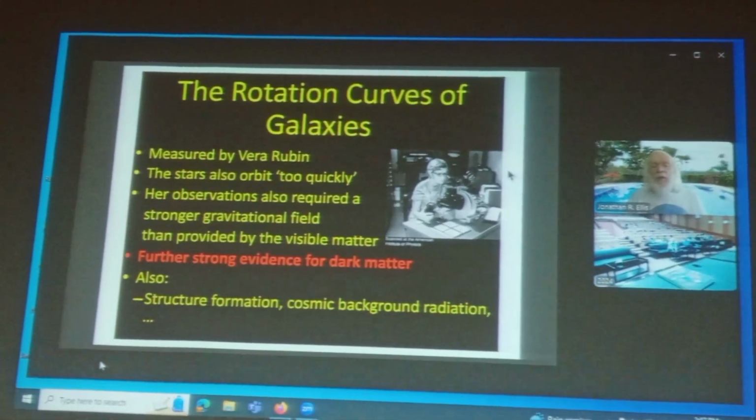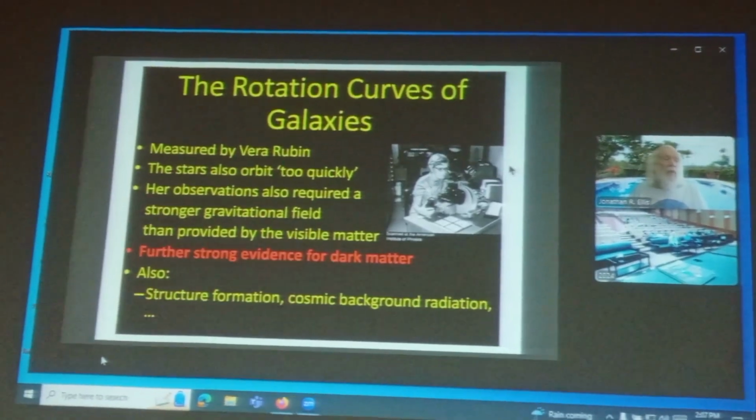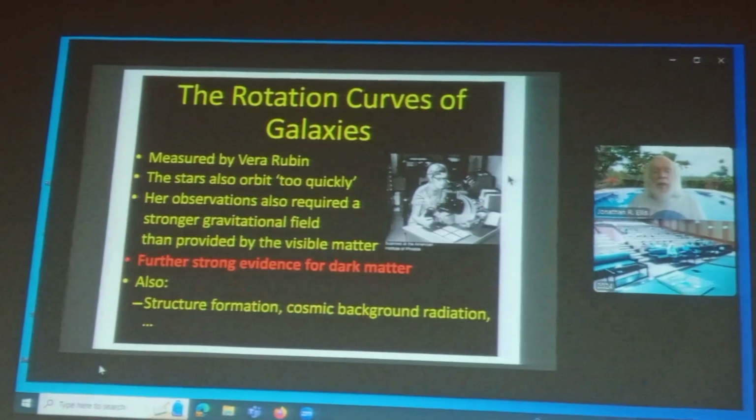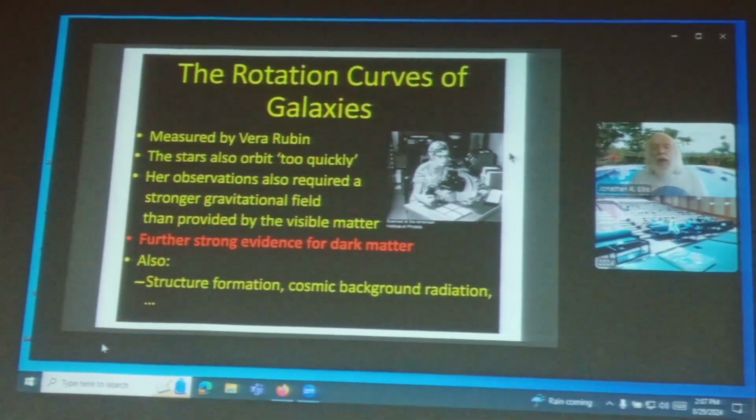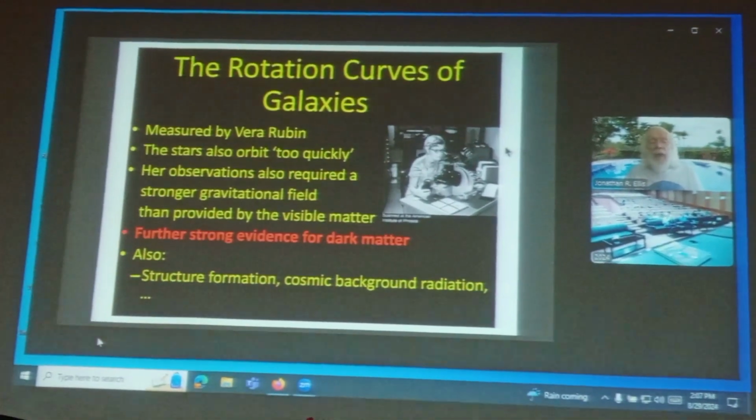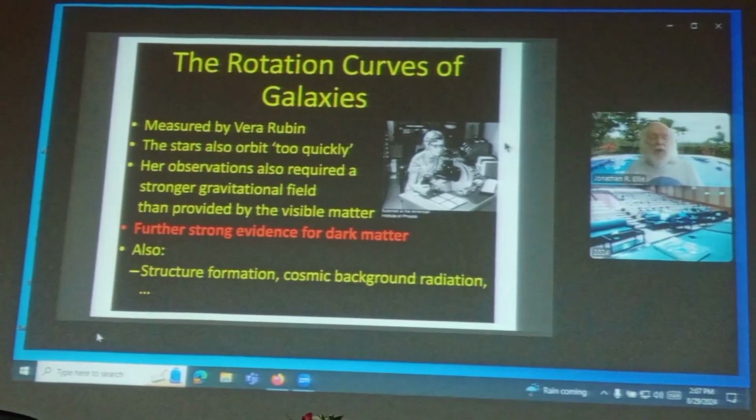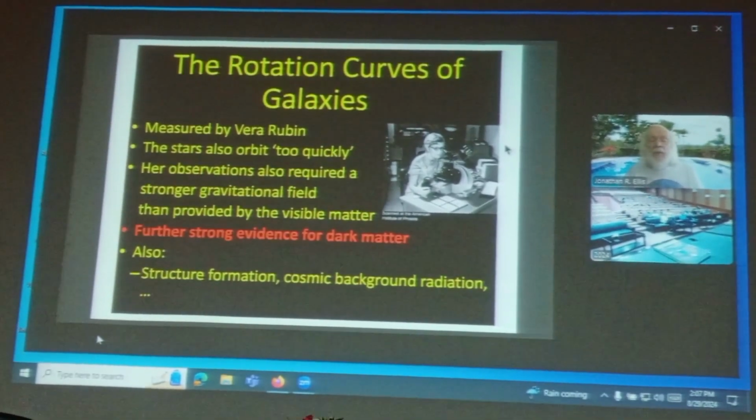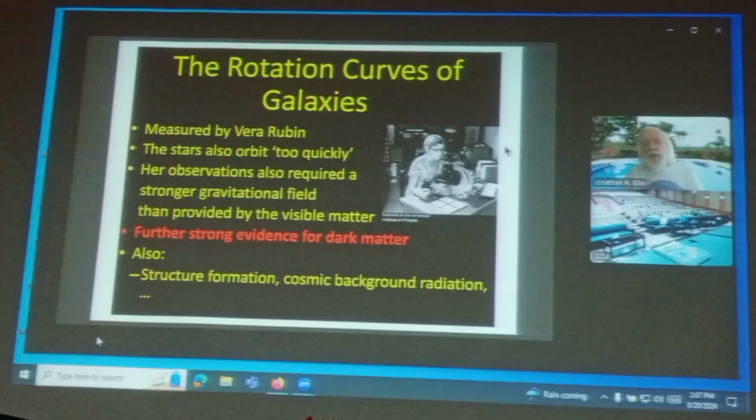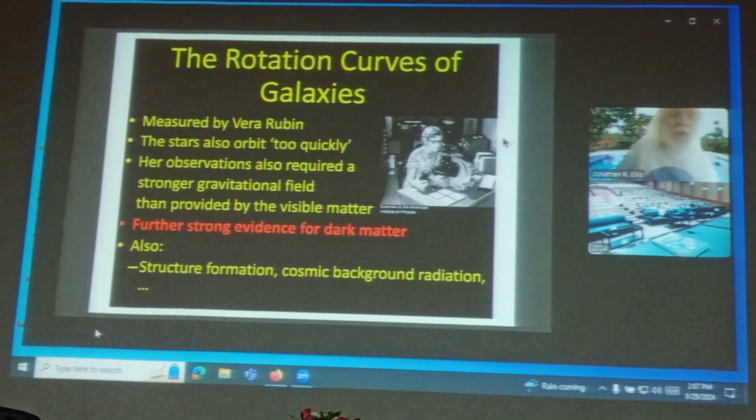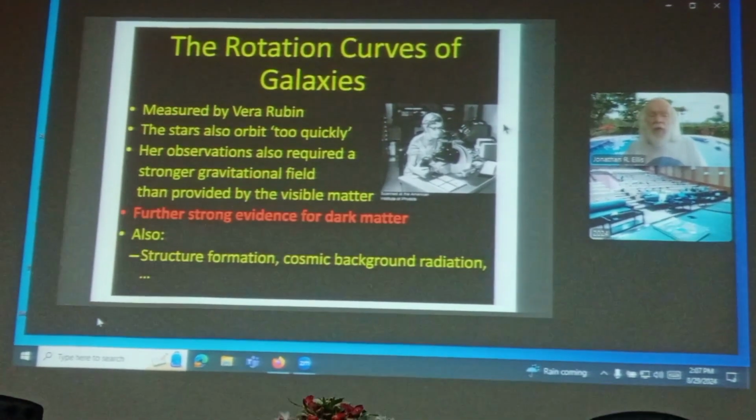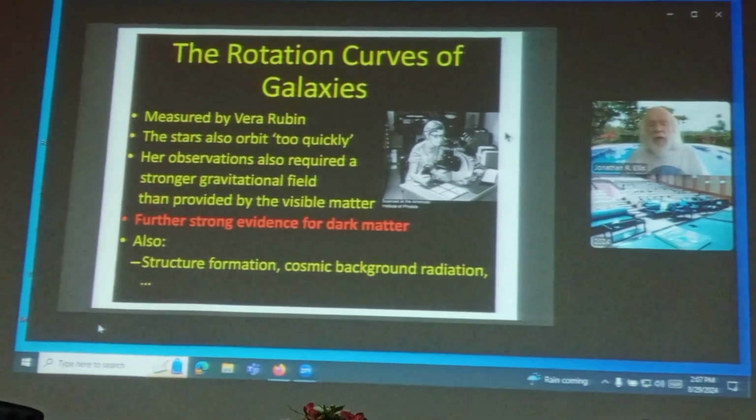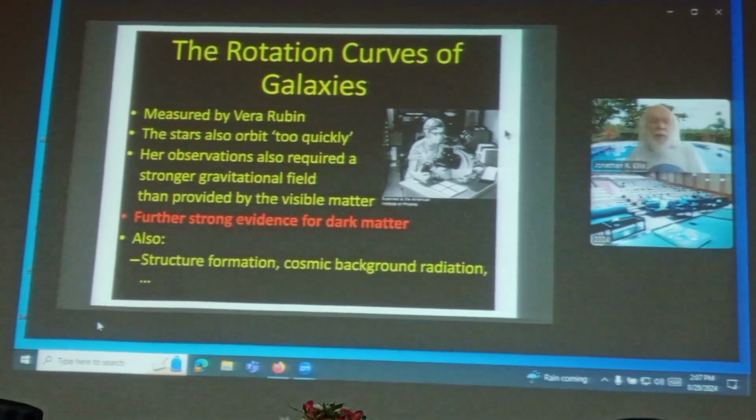Starting in the 1970s, subsequently, a lot more evidence for dark matter has come in. I'm not going to go through all of it. Dark matter is believed to play a key role in structure formation, which I'll discuss a little bit later on. And perhaps the strongest evidence for it, and the most precise measurement of the dark matter density, comes from observations of the cosmic background radiation, which I'll discuss in a moment.